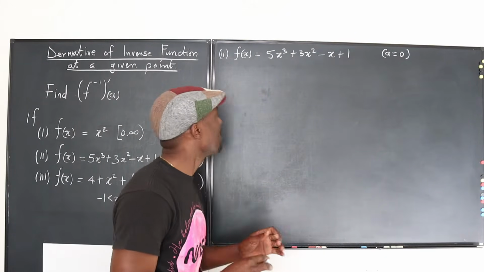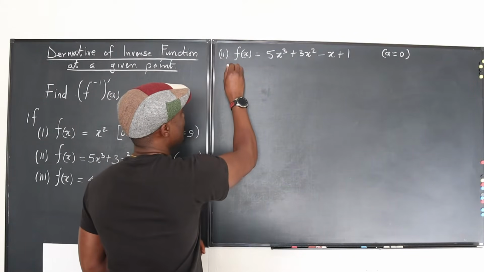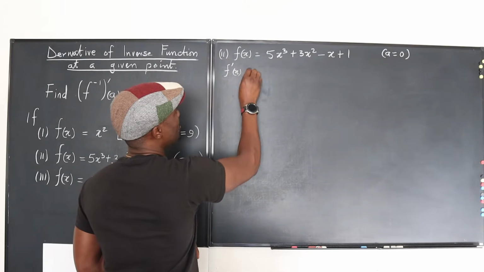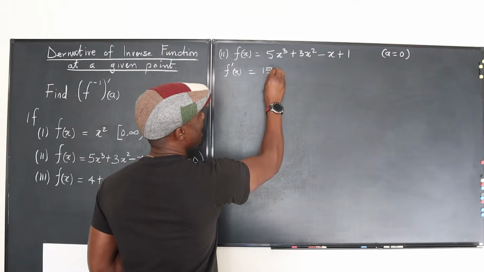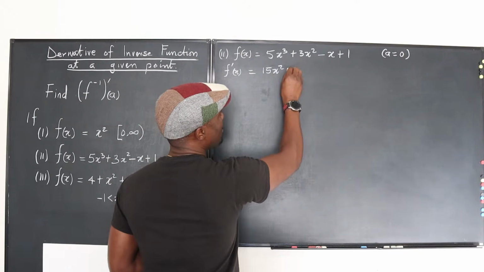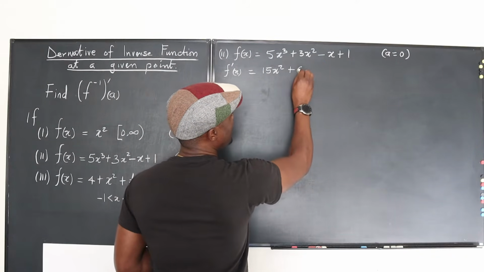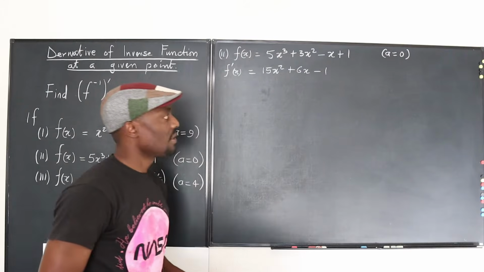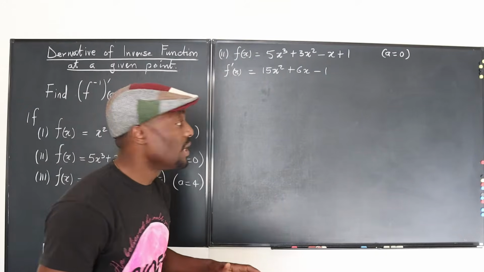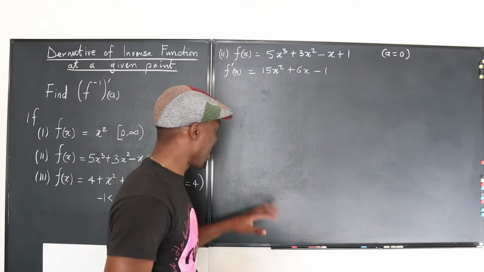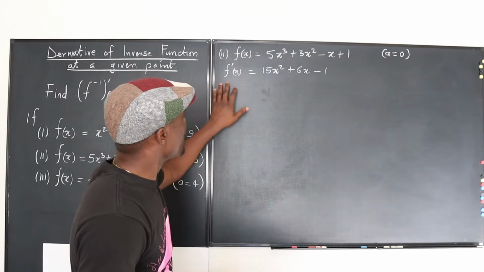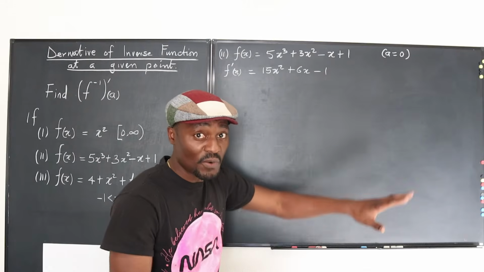The first thing you want to ask yourself is, firstly, what is f prime of x? Always remember that. You take the derivative of this, what are you going to get? You're going to get 15x squared plus 6x minus 1. That's what you're going to get. And based on the formula, what you're looking for is actually, let's leave that for now. We'll have the formula down here at the end. But you've gotten this. You'll need this one for the formula at the end.